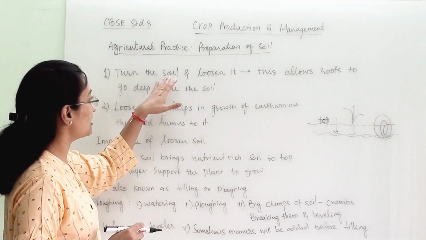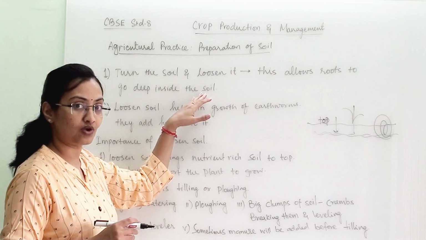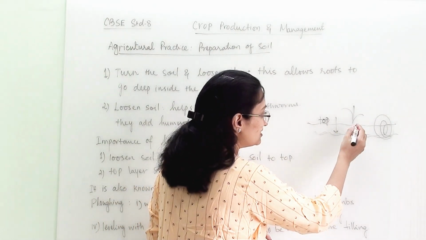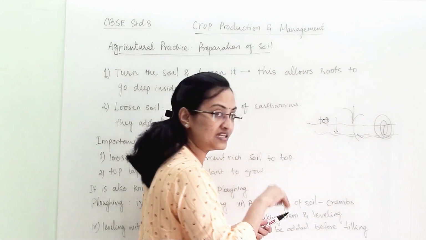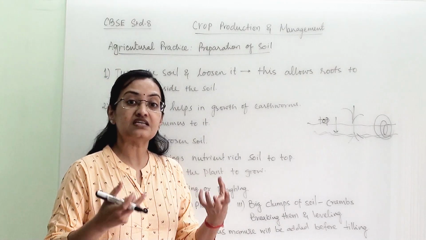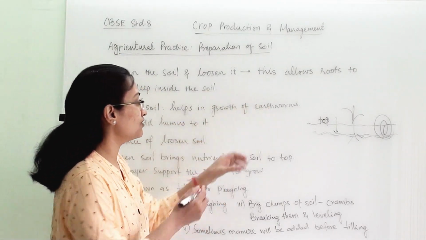So turn the soil and loosen it. This will allow roots to go deep inside the soil. This is the first advantage. Once we loosen this soil, the roots will go deeper down inside and they can take advantage of those nutrients and water. And loosening up the soil will help in the growth of earthworms.